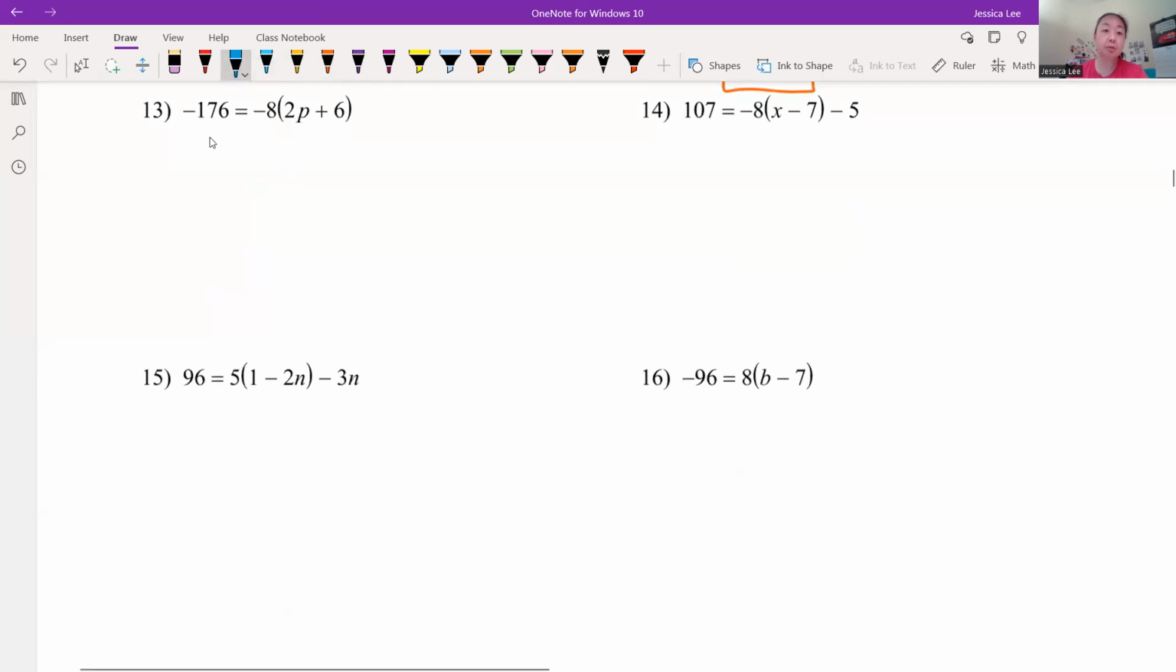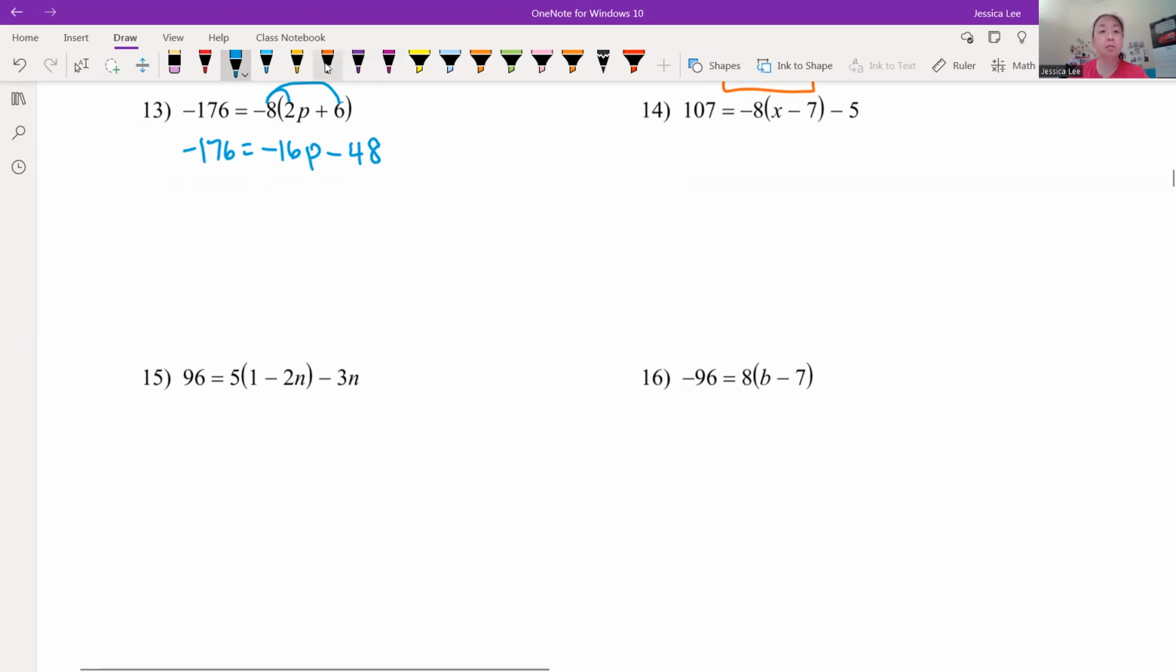I'm just going to use the standard procedure way. We're just going to use multiplication. So we're going to distribute. Negative 8 times 2p is going to be negative 16p. And then negative 8 times 6 is going to be negative 48.